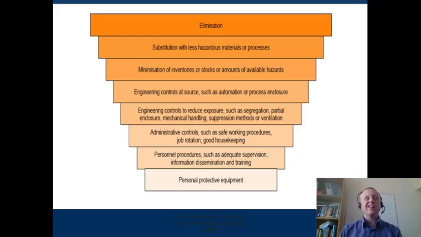And then finally, and least of all, we have personal protective equipment, which should be your last resort where nothing else can be used effectively in order to reduce the level of risk. So this is basically just putting on personal protective equipment, which will limit in some way the employee's exposure to that hazard.